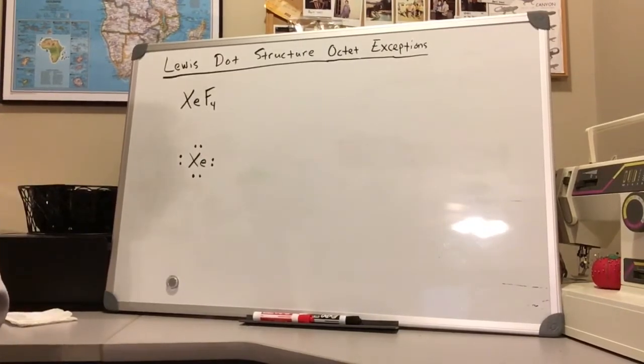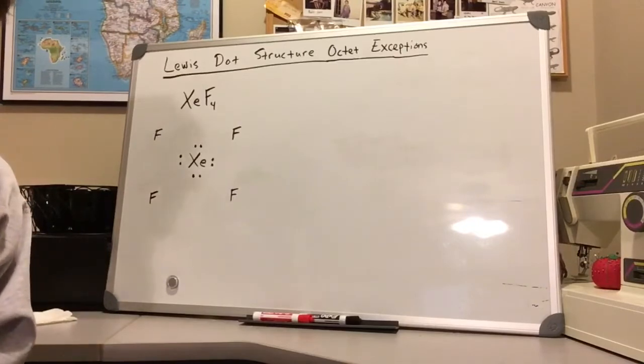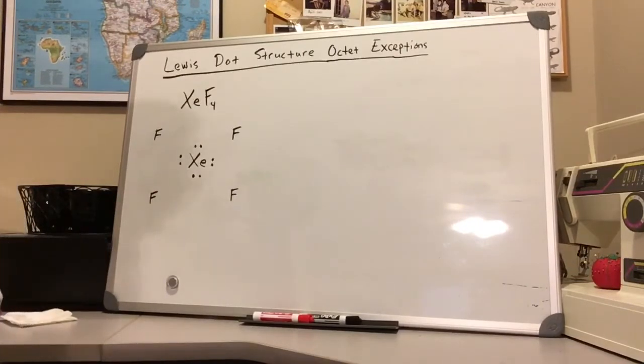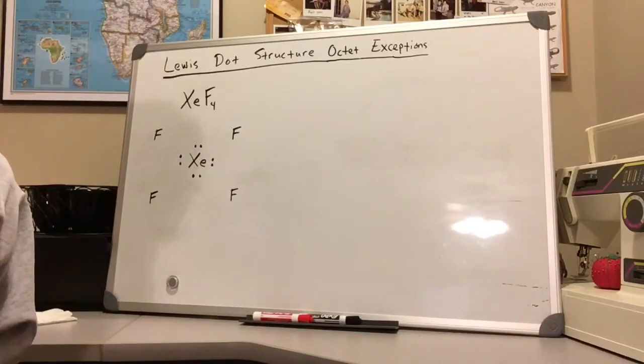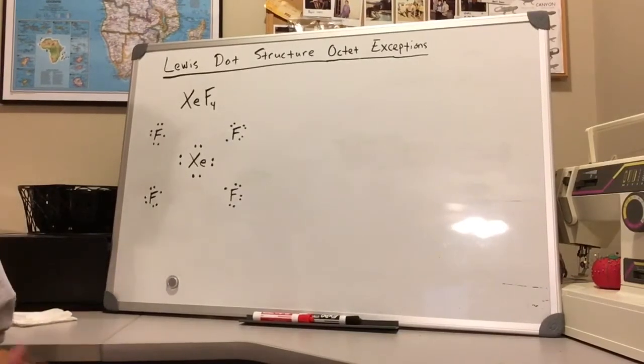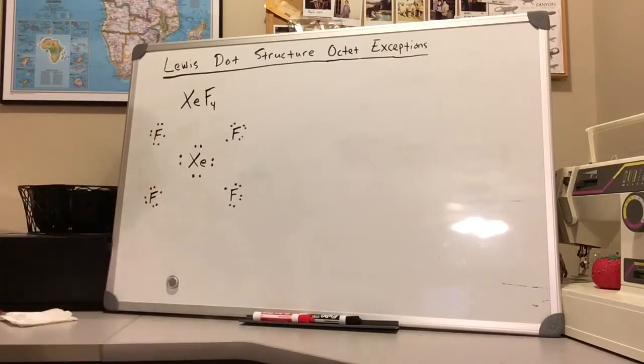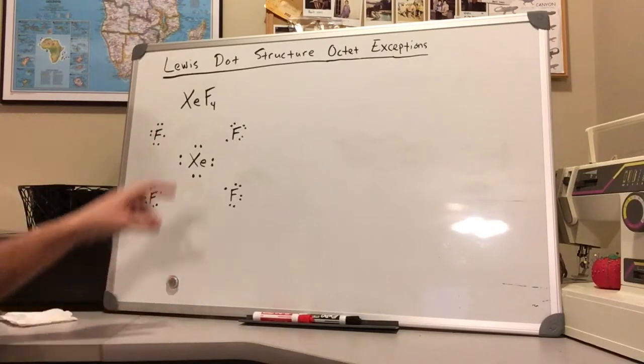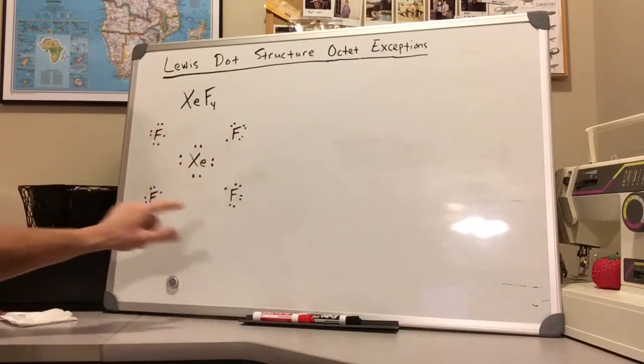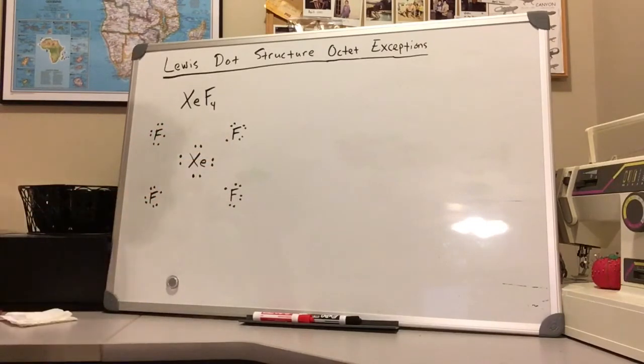Now I have 4 fluorines. I'm going to space those out evenly around xenon, and then I'm going to add fluorine's valence electrons. So again, fluorine is in group 7A, so it's going to have 7 valence electrons. Now that I have fluorine's valence electrons, I'm going to look to see how I can pair these up so that each of my fluorines ends up with 8 valence electrons.